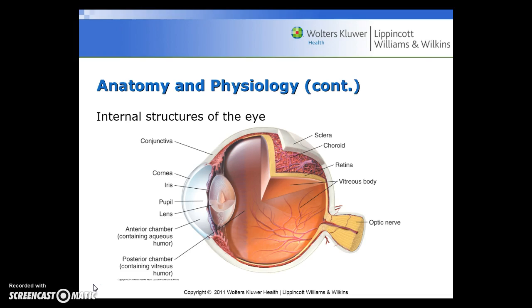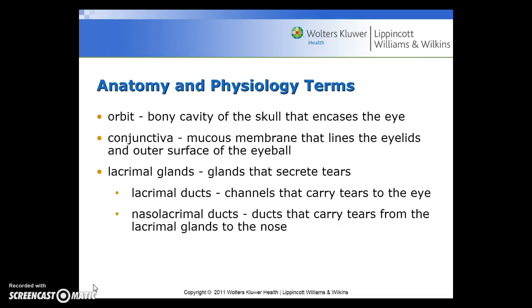Be sure to understand the anatomy of the structure of the eye: the conjunctiva, the cornea, the iris, the pupil, the lens, the anterior chamber containing the aqueous humor, the posterior chamber containing the vitreous humor, the sclera, the choroid, the retina, the vitreous body, and the optic nerve.